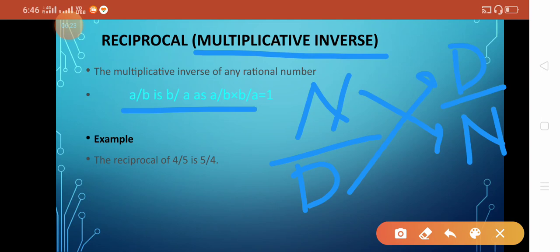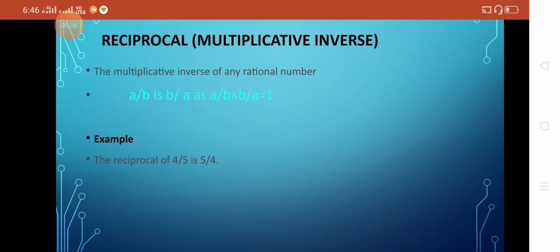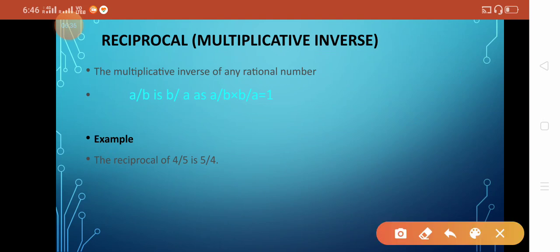For example, here I have written, if you are given a divided by b, you have to interchange it to b divided by a. So a divided by b has a reciprocal b divided by a. That is known as multiplicative inverse. That means in this case you will get the answer as 1. If you multiply a given number by some number and the answer is 1, that is known as the multiplicative inverse.